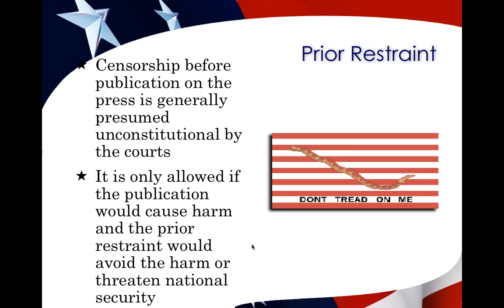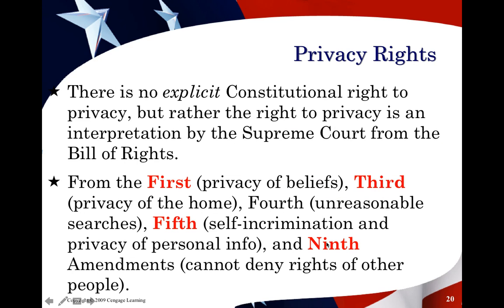If it's shown that the publication of that article would do that, then the government or the courts could rule with prior restraint. But it's the government's burden to show that there would be harm or threat to national security if it was published. So that's prior restraint.